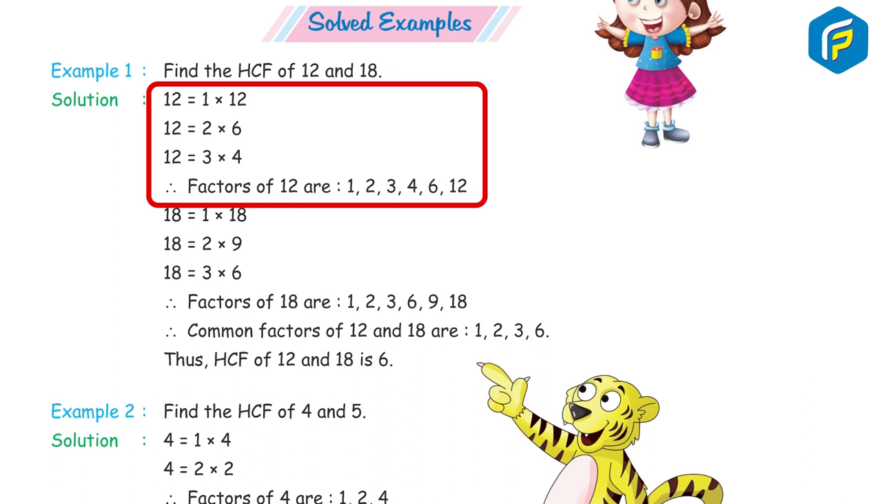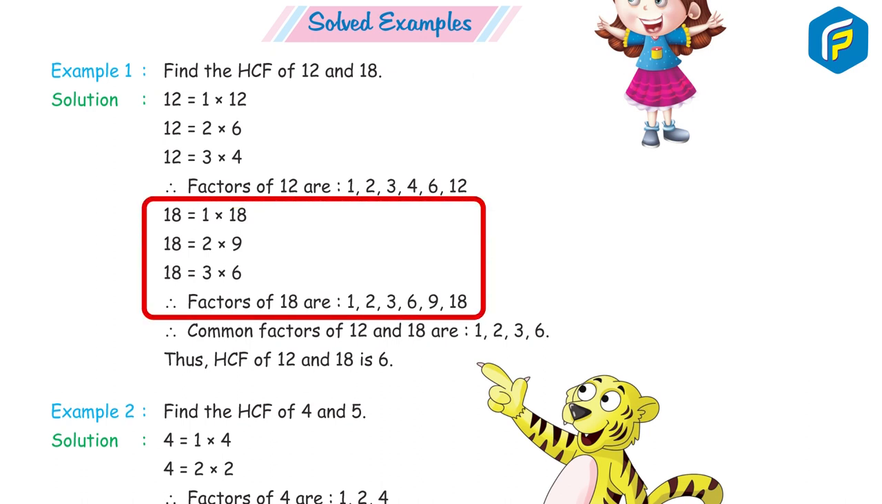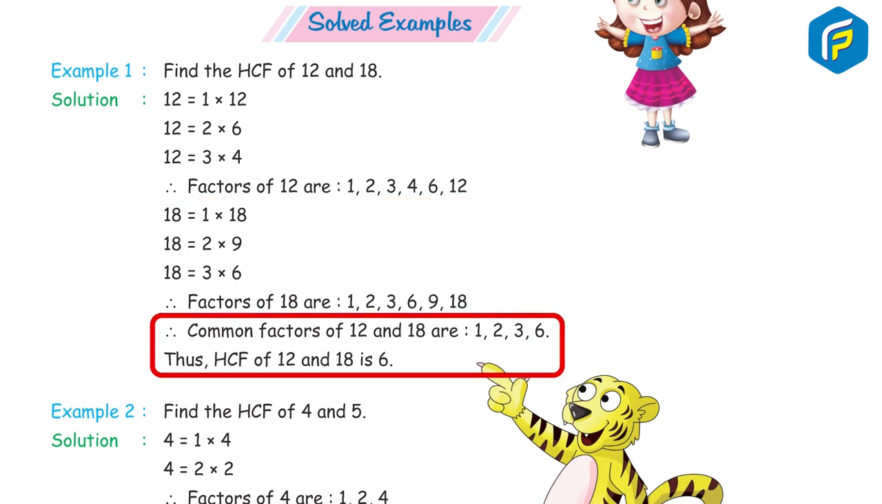Factors of 12 are 1, 2, 3, 4, 6, 12. 18 = 1 into 18, 2 into 9, 3 into 6. Factors of 18 are 1, 2, 3, 6, 9, 18. Common factors of 12 and 18 are 1, 2, 3, 6. Thus, HCF of 12 and 18 is 6.